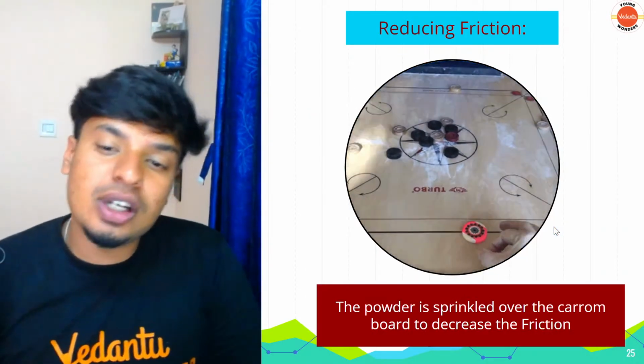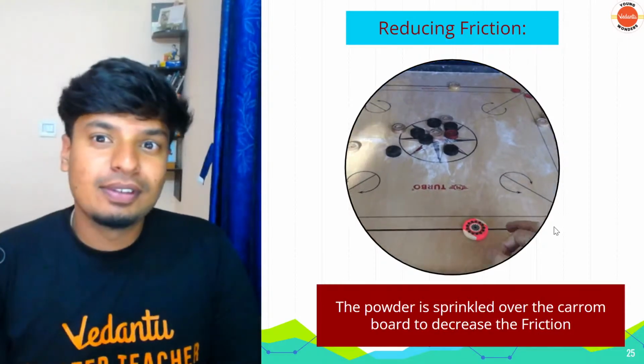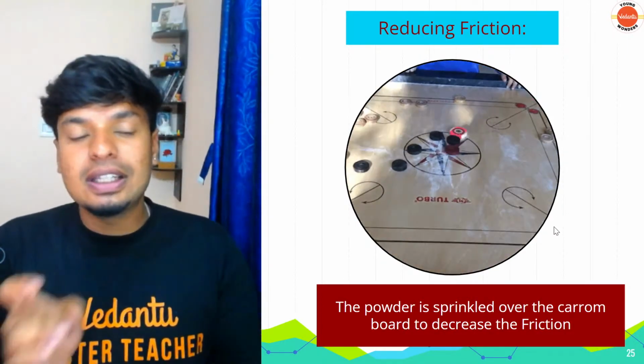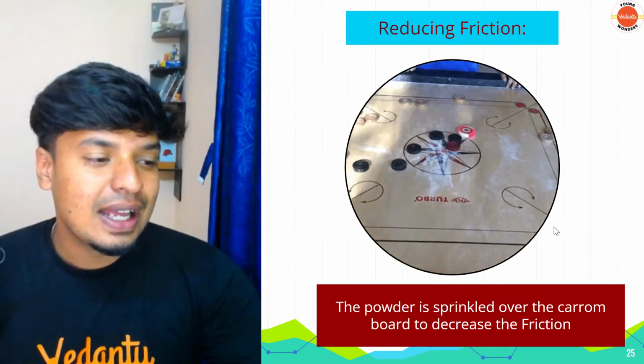How to reduce friction? For example, powder is sprinkled on the carom board to play. Because once you sprinkle the powder, the striker goes very, very fast.